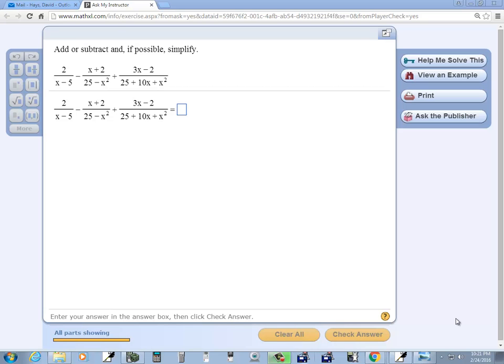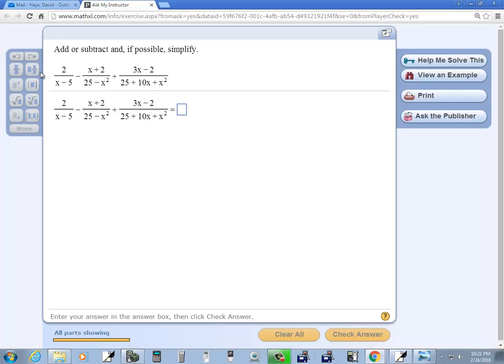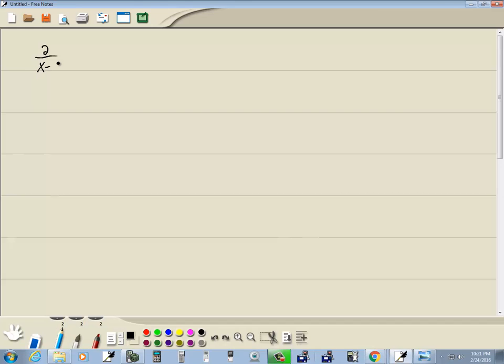Let's take a look at this problem. I know this may not be exactly one you're asking about, but this should give you the idea.